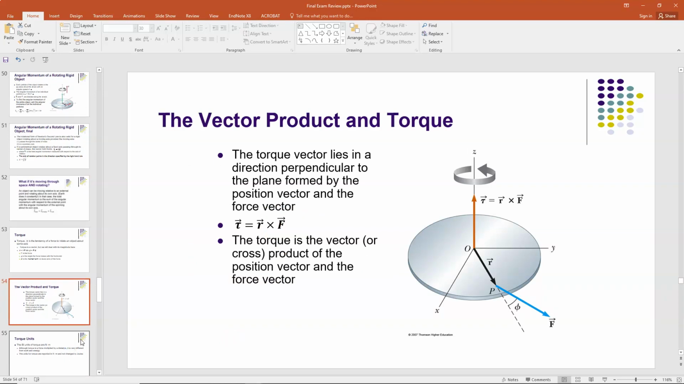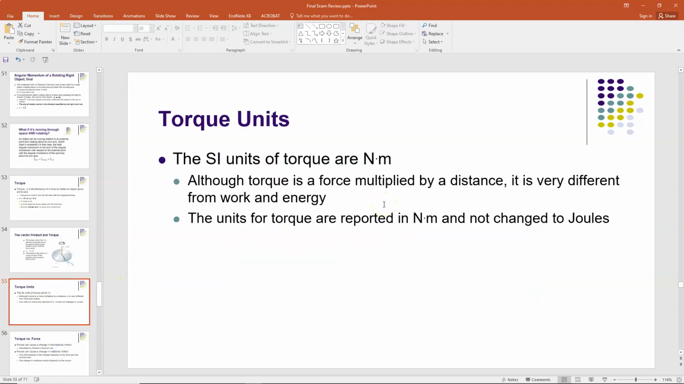So, no surprise here, torque is equal to R cross F. It's the cross product of R with F. The units of torque are Newton meters. Even though Newton meters is technically the same as a joule, we don't call it a joule because torque is not an energy, okay? Torque is a vector, for one thing, and energy is a scalar. And that's just one of the many myriad differences between torque and energy.